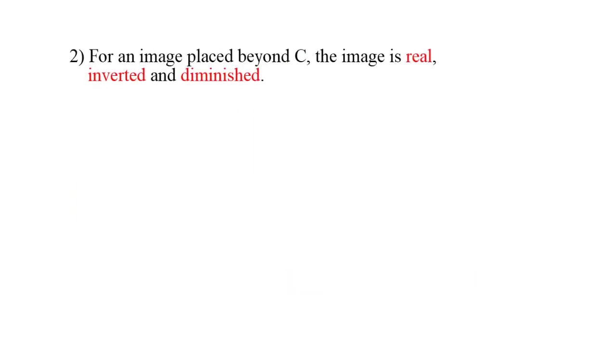Secondly, for an object placed beyond C, the image is real, inverted, and diminished, and I will demonstrate that to you. This is the concave mirror, this is the principal axis, this is C, this is F. C and F are the center of curvature and the focal point.